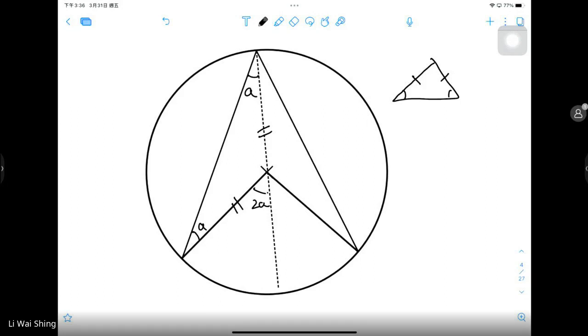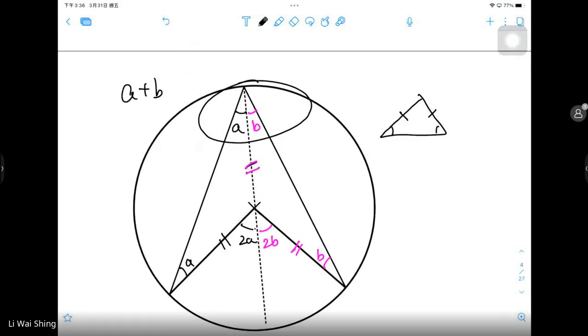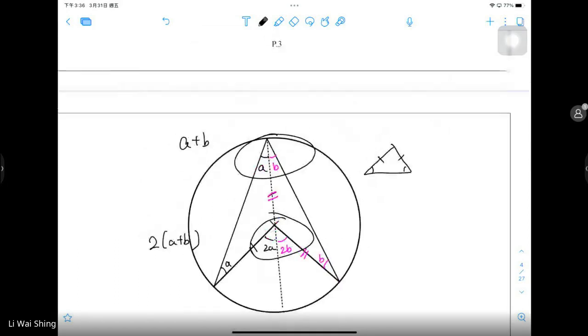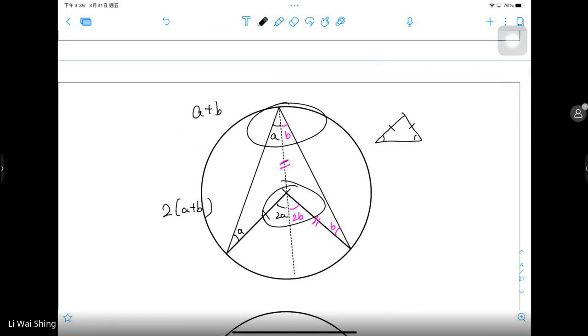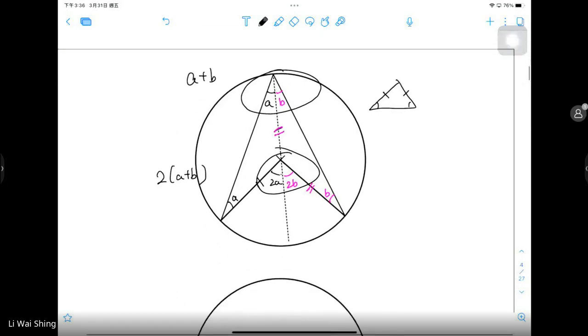Using the same logic, if this is B, because both of them are radii, this is also equal to B. By the exterior angle of a triangle, this is equal to 2B. So the angle at circumference is A plus B, and the angle at center is 2 times A plus B. The proof is done. 跟唔跟得到啊? This is the first case of angle at center twice angle at circumference.